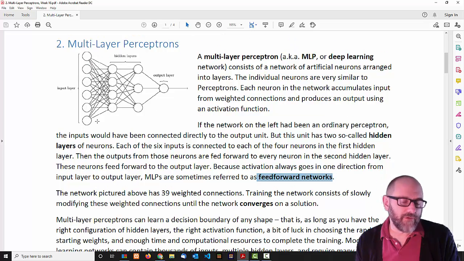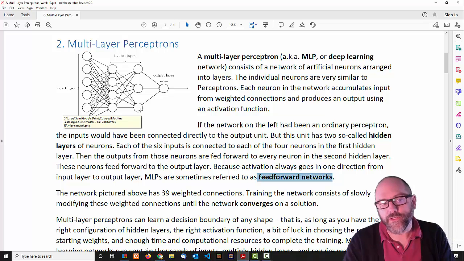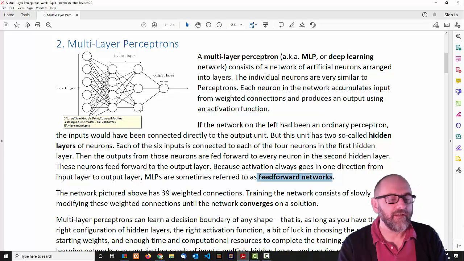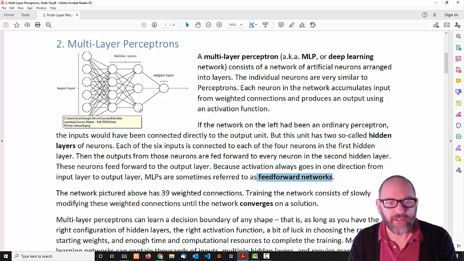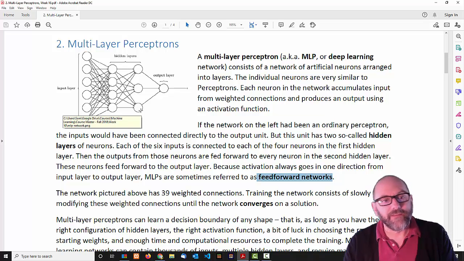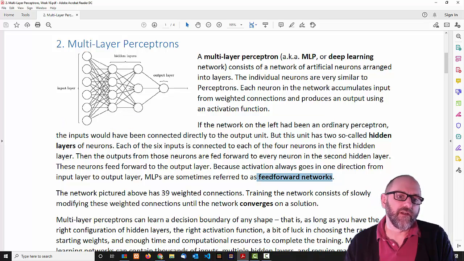We usually have a lot more connections because the layers are fully interconnected. Every neuron in the layer to the left connects to every neuron in the layer to the right, feeding its connections forward. That's not true in so-called convolution networks. There are other architectures that aren't fully interconnected, but the ones that we're going to be dealing with are just going to be fully interconnected. This one has 39 weighted connections, and training the network consists of, just like in a perceptron, small changes using a learning rate to those weighted connections.